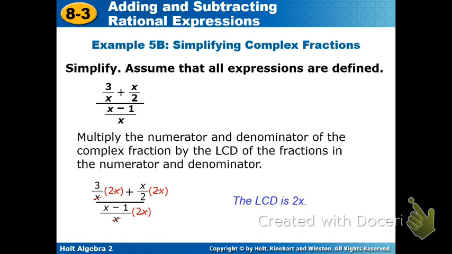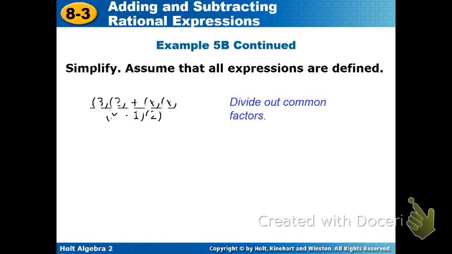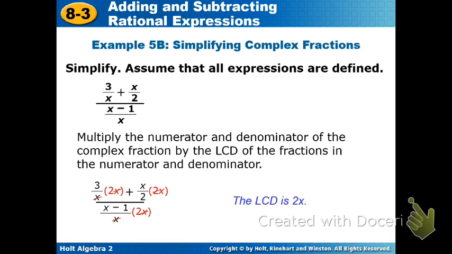Your 3 over x, the x's cancel. Oops, sorry. The x's cancel out, so that would leave you with 3 times 2, or 6, plus over your next one, the 2's cancel, and that leaves you with x times x, or x squared. And in your third fraction, it is the x's that cancel. That leaves you with 2 times that x minus 1. Make sure you distribute that. That would be 2x minus 2.